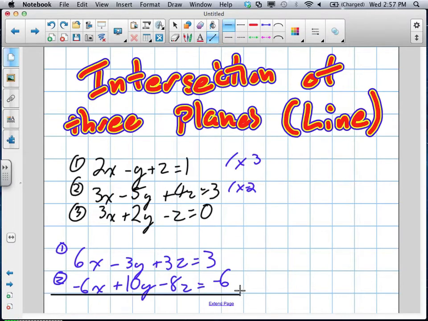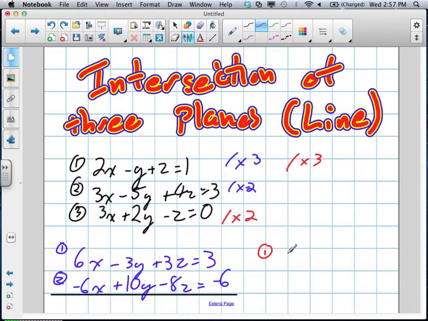Before I finish that, I have to do the same idea with equations 1 and 3. And it turns out they're using the same numbers. We're again going to multiply this one by 3 and this one by 2. Equation 1 by 3 we already know is 6x minus 3y plus 3z equals 3. And our equation 3 in this case will give us, sorry, I'm going to make it negative again, negative 6x minus 4y plus 2z is equal to 0.